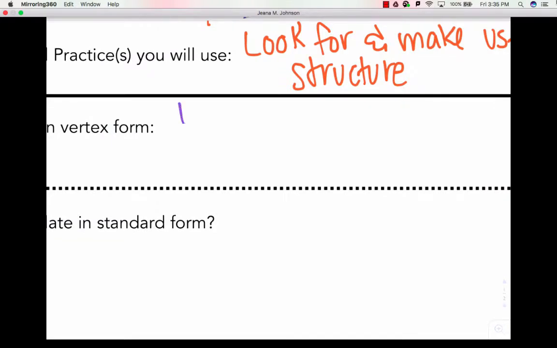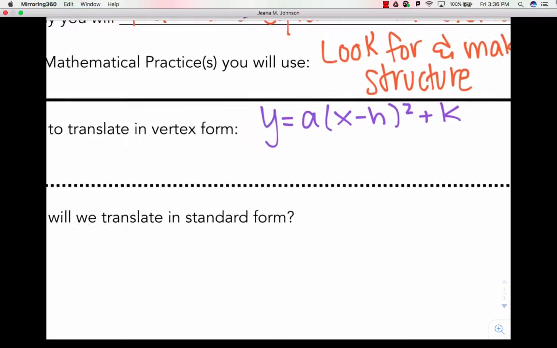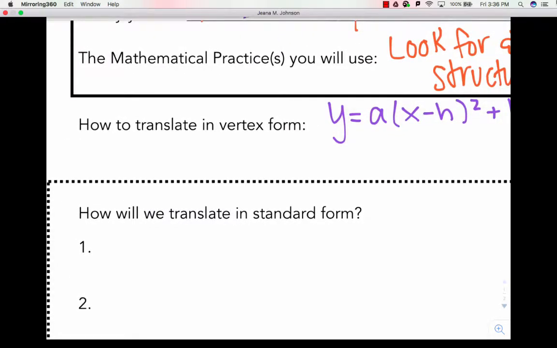So remember, vertex form is y equals a times the quantity x minus h squared plus k. Remember that h is a negative h or a minus h. So when we're talking about translating with h, when it's positive or when it increases, that means that we're going to go to the left. When it's negative, that means we're going to go to the right.